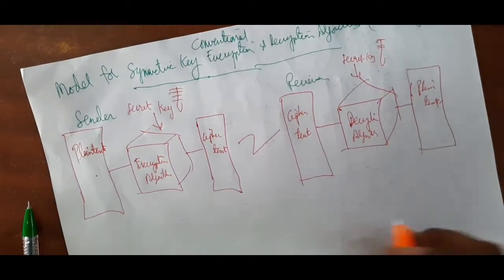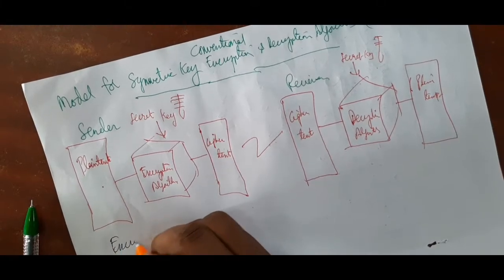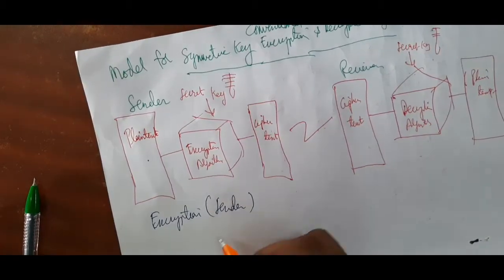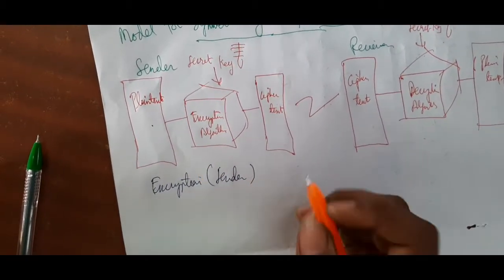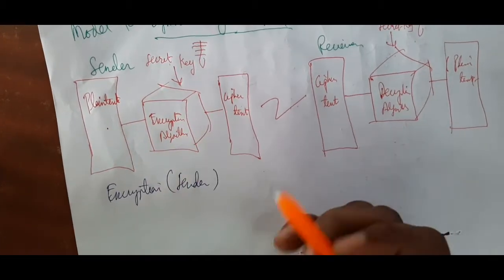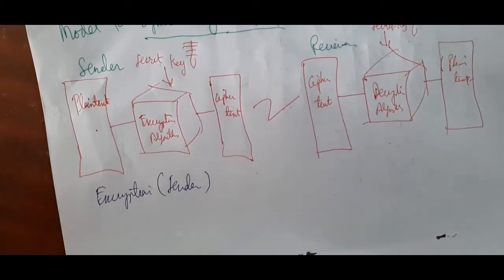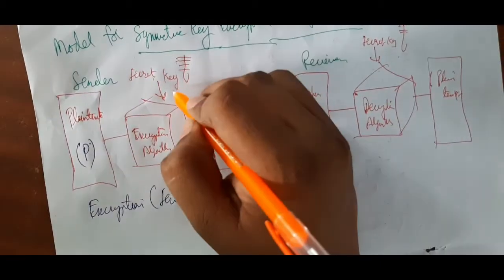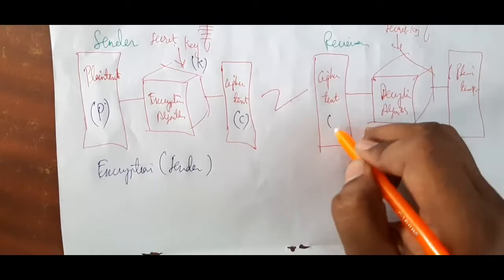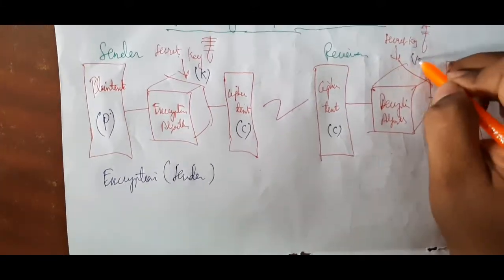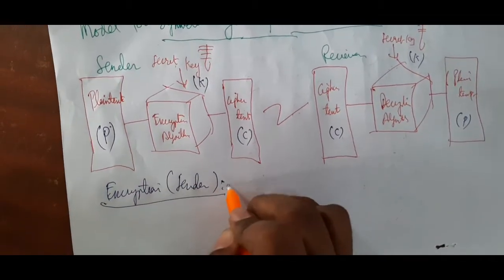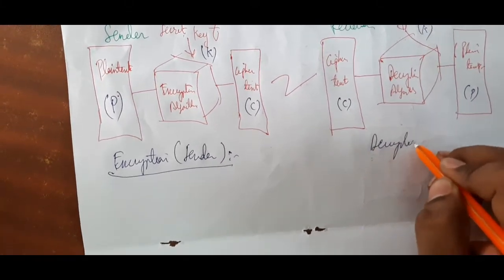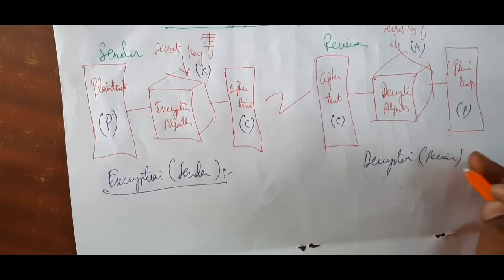Now for this we are going to use a formula. So encryption is done at sender side. What is encryption? That is converting the plain text to ciphertext with the help of secret key and encryption algorithm. So here we represent plain text as P, ciphertext as C, and secret key as K, right? In the same way here, ciphertext, plain text and key. Now using this you are going to generate a formula for encryption at sender side and decryption at receiver side, right?